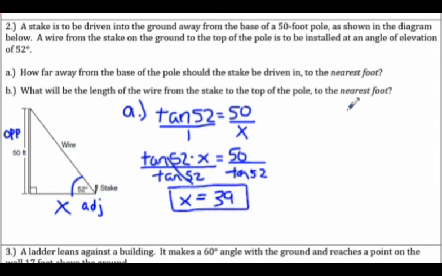Really, the reason I'm doing this question is for part B. Part B says, what will be the length of the wire from the stake to the top of the pole? We want to find the wire. Here's the wire. Now, this is really important. Do not label it X, because we already have an X down here. And if I put X here, I'm saying they're the same length, and they're not. So you want to just label it as Y.